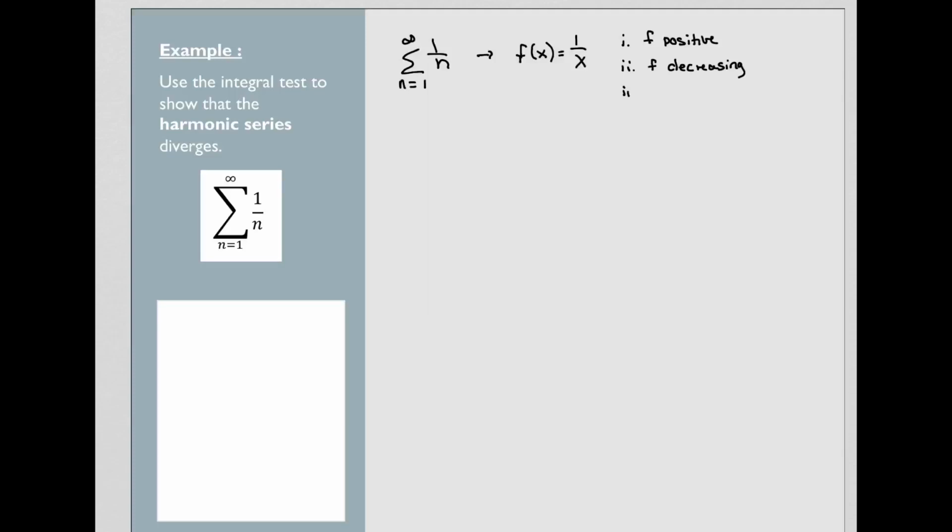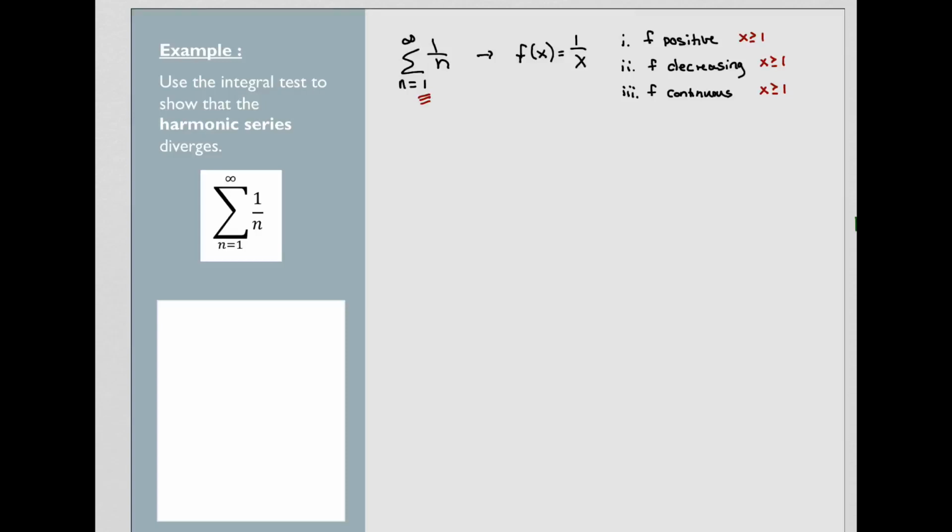And the third thing I need to check is, is this function continuous? And we specifically are going to consider values starting at 1 and going to infinity. So we need to make sure that f is positive when x is greater than or equal to 1, that it's decreasing when x is greater than or equal to 1, and that it's continuous when x is greater than or equal to 1.